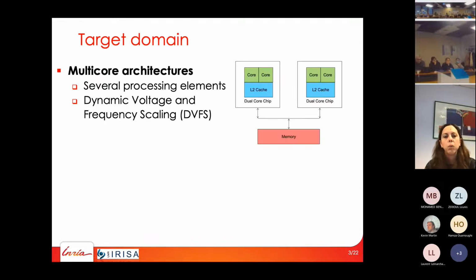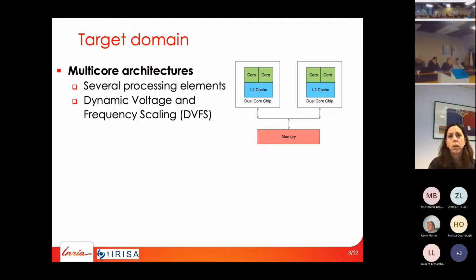So our target domain, we are focusing on multicore architectures. They have several processing elements. Thus, they're able to execute many applications at the same time. And we assume also that our architectures have dynamic voltage and frequency scaling capabilities, in the sense that each core can have its own voltage and frequency.